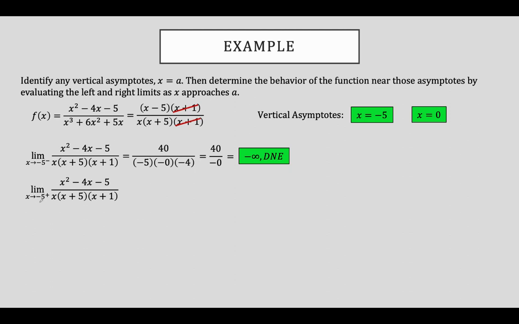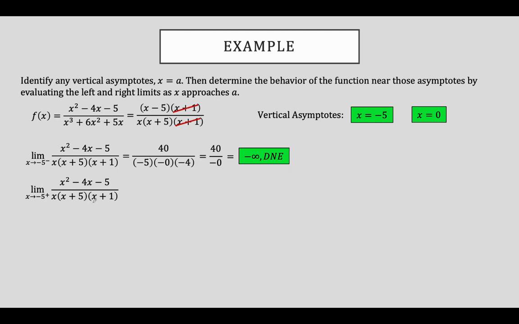The limit as x approaches -5 from the right of x squared minus 4x minus 5 over x times x plus 5 times x plus 1. Well, the numerator is still going to give me 40 divided by, we have -5 times 0. In this case, however, it's going to be a positive 0 because I have a number that is ever so slightly greater than -5, say -4.99999999999. And if I add 5 to that, I get a positive 0.